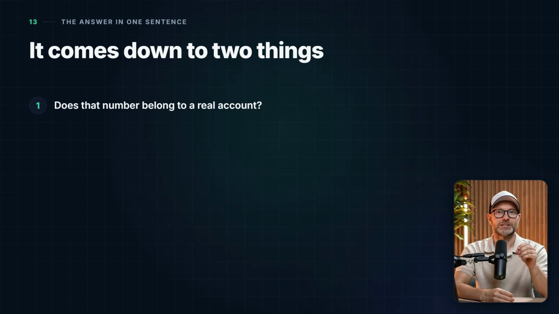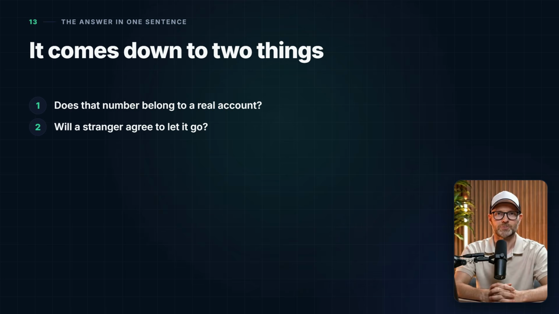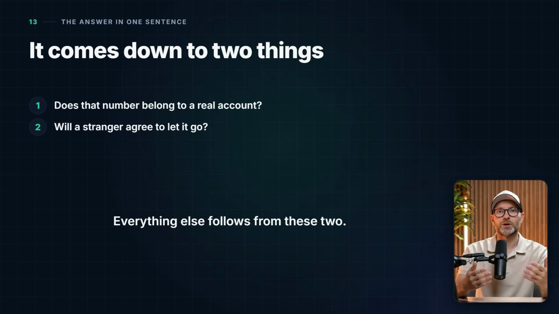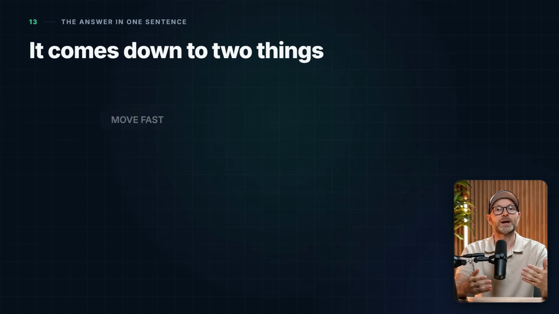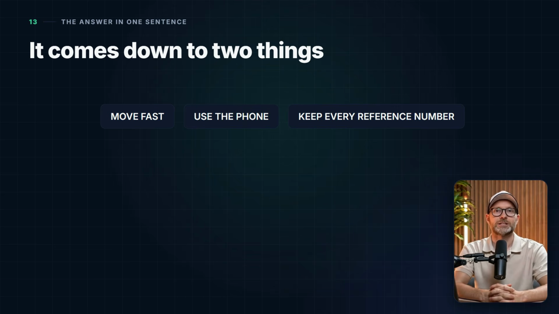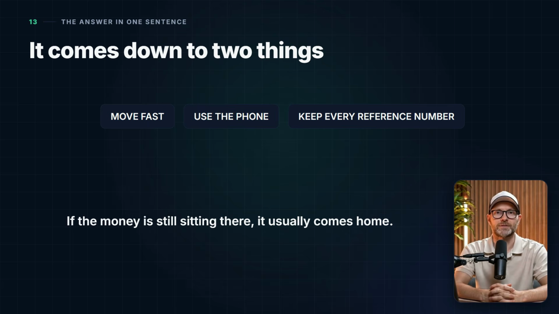Here is the sentence to take with you. Getting your money back depends far less on how helpful your bank is than on 2 things. Whether that number belongs to a real account and whether a stranger agrees to let it go. Move fast. Ask for the recall on the phone. Keep every reference number. If the money is still sitting there, it usually comes home.